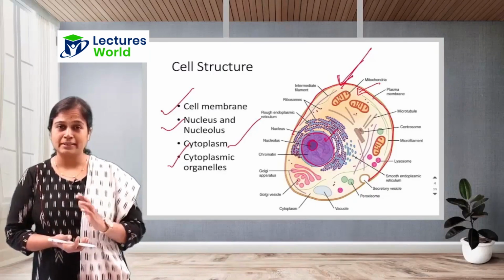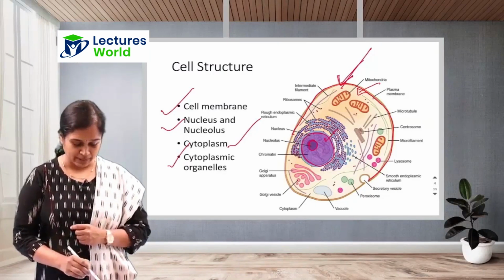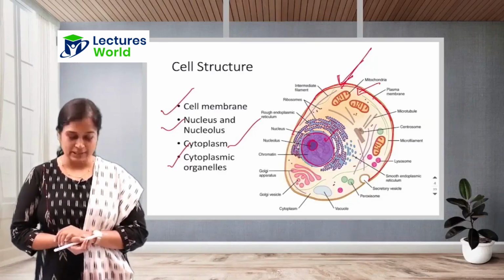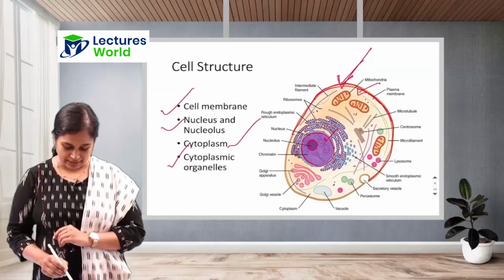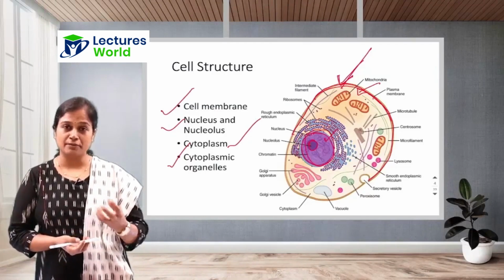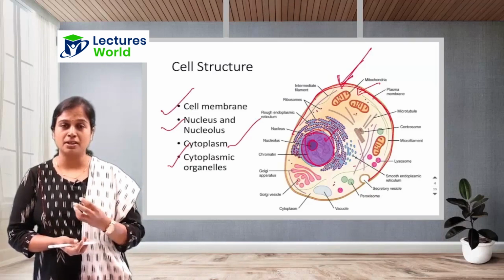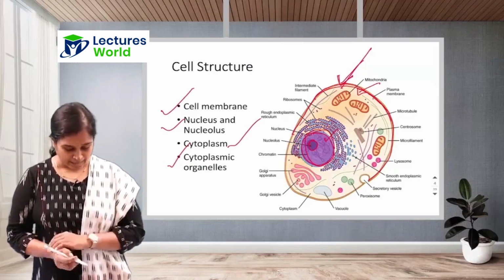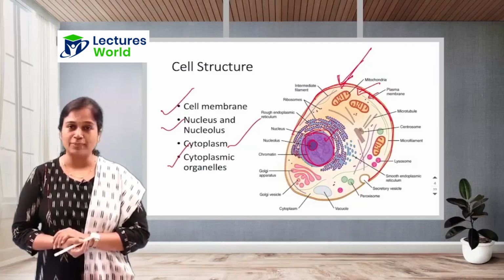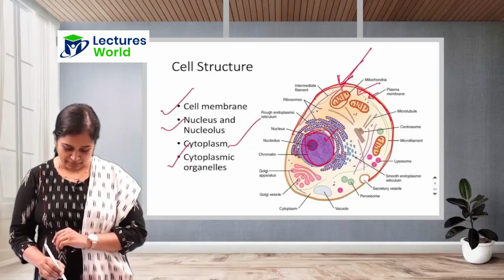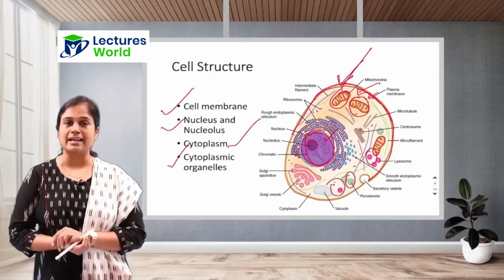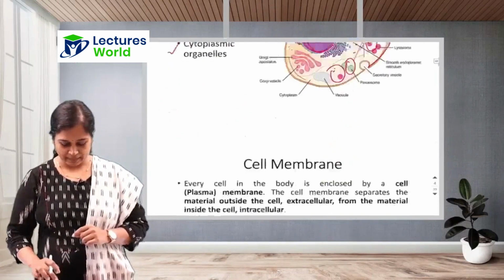So basically the cell has a cell membrane, which is the outer layer or covering. Second is the nucleus or nucleolus. This is at the center of the cell. The nucleus is called the head of the department, or the functional unit of the cell. Then the cytoplasm, the fluid portion of the cell, and the cytoplasmic organelles. These are all minute structures, like organs, known as the cytoplasmic organelles.